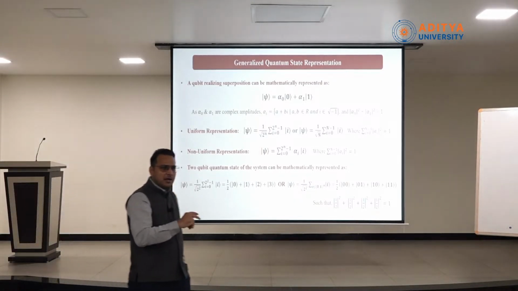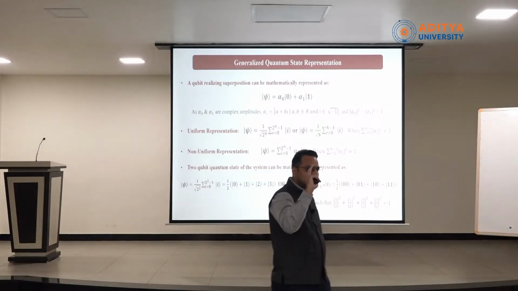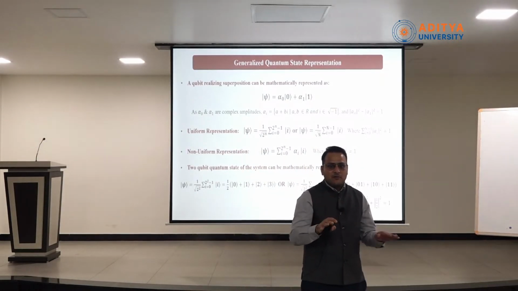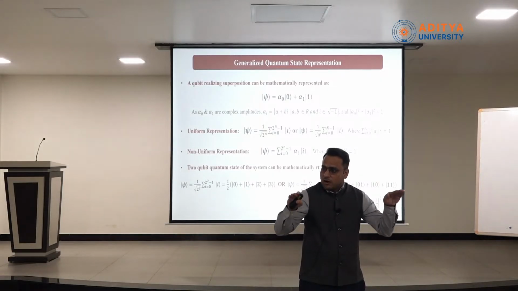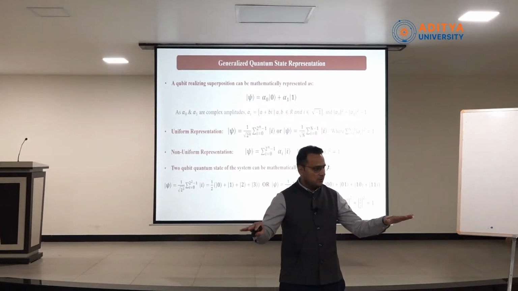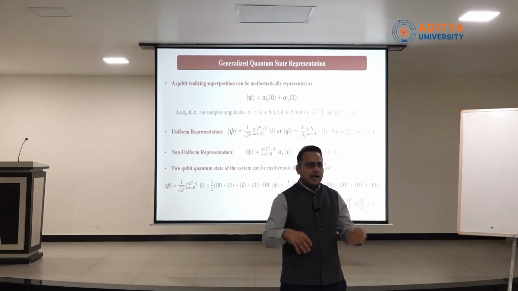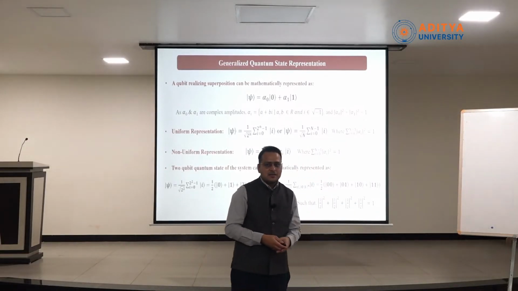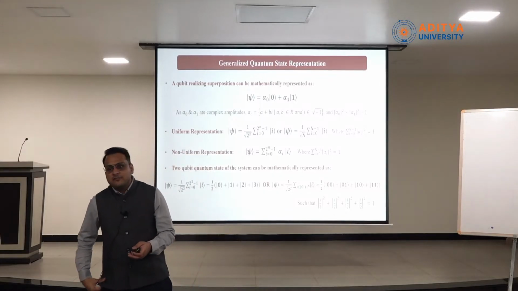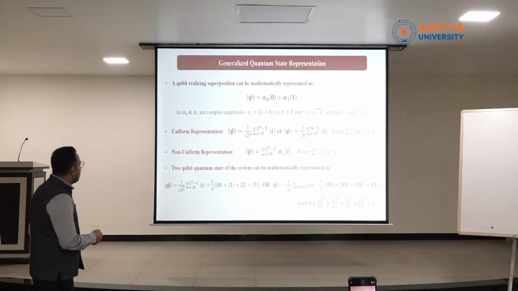If you remember, I told you two types of superpositions can be created. First is uniform. Uniform means every quantum state is assigned the same amplitude. Clear? Same amplitude. And in a non-uniform representation, the different quantum states can have different amplitudes. Understood? So now look here.